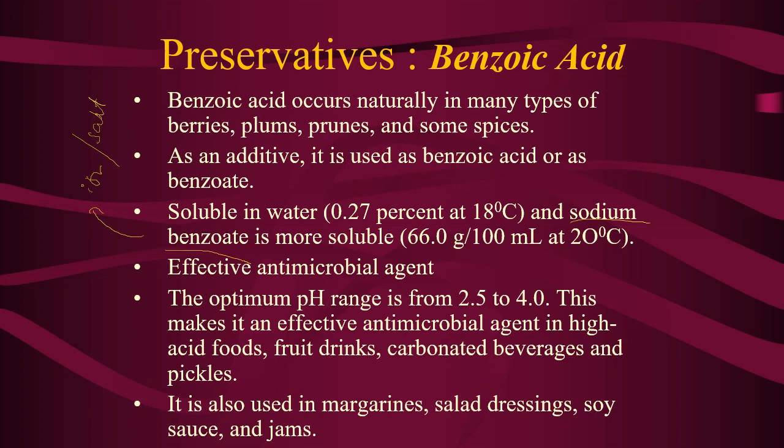Benzoic acid is known as an effective antimicrobial agent, and the optimum pH range is from 2.5 to 4.0, which makes it an effective antimicrobial agent in high acid foods, fruit drinks, carbonated beverages, and also pickles. Benzoic acid is also widely used in products such as margarine, salad dressing, soy sauce, and jams.